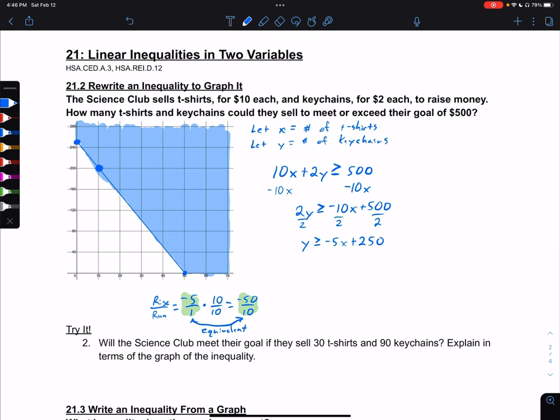The try it question, they're asking you, will the science club meet their goal if they sell 30 t-shirts and 90 keychains? So that 30 and 90, they're not very nice to us here because that 30, this looks like it could potentially be 100. 90 is probably here. So I'm going to say that no, they're not going to make enough money if they sell 30 t-shirts and 90 keychains. You could test that by plugging it into the inequality and see if it works. But based on our graph here, they're going to come up short of their goal if they were to sell only 30 t-shirts and 90 keychains. That's it. Should be good to go.